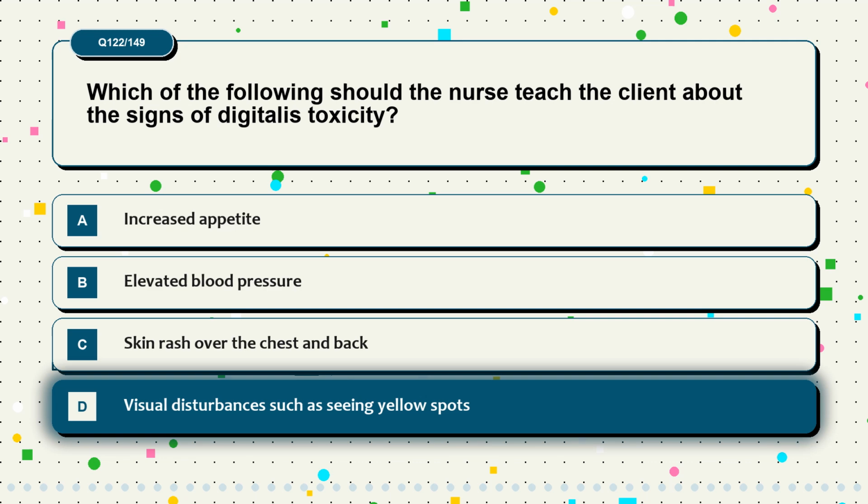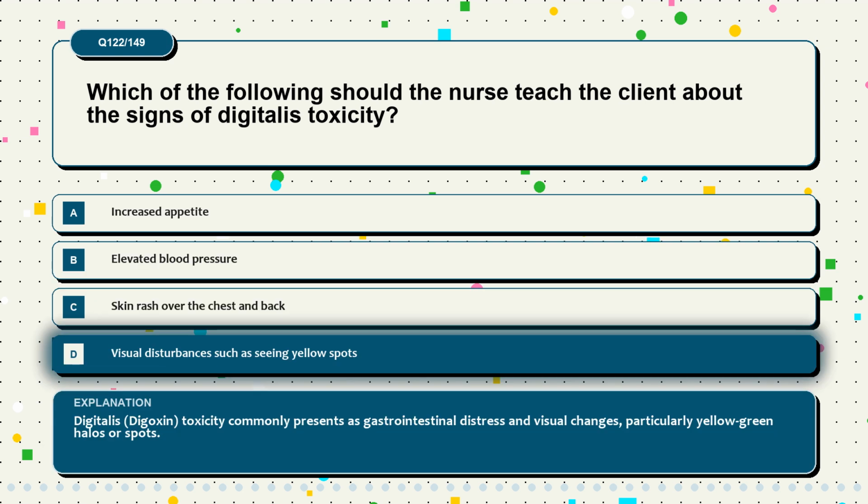The correct answer is option D. Visual disturbances such as seeing yellow spots. Digitalis or digoxin toxicity commonly presents as gastrointestinal distress and visual changes, particularly yellow-green halos or spots.